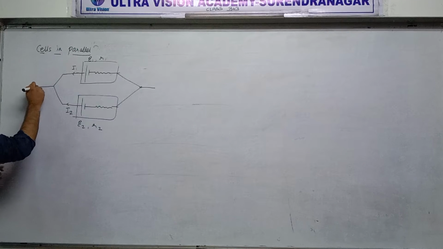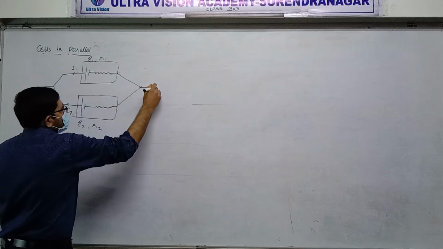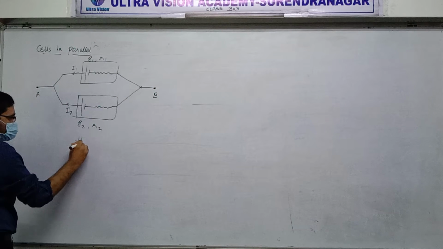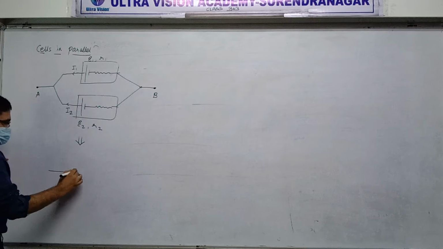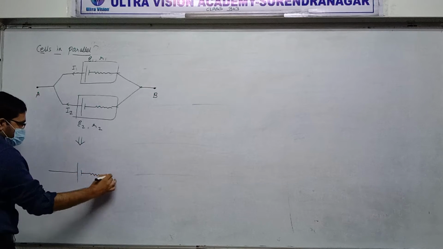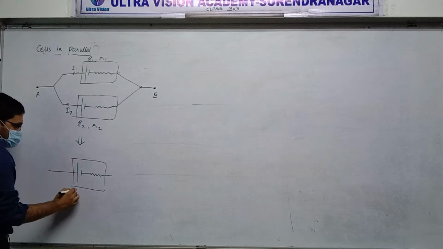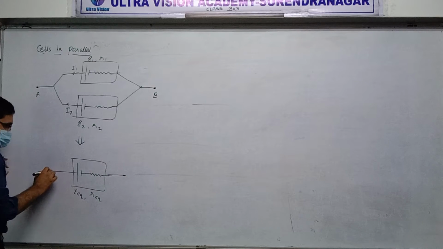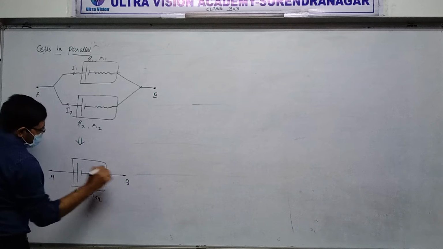Another thing. Suppose this point is A and this point is B. Now, if I draw the equivalent, then as usual, the equivalent cell is only one, right? And it has epsilon equivalent and R equivalent. And once again, the points here are A and B.